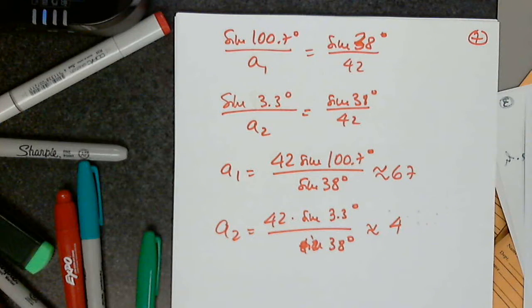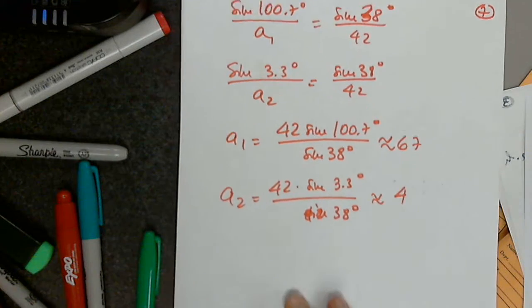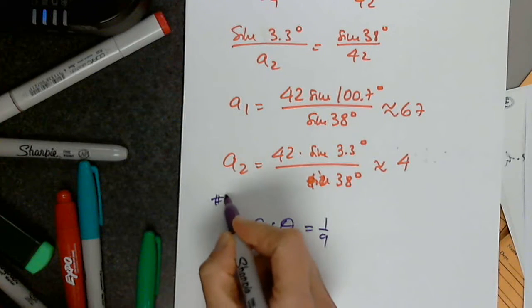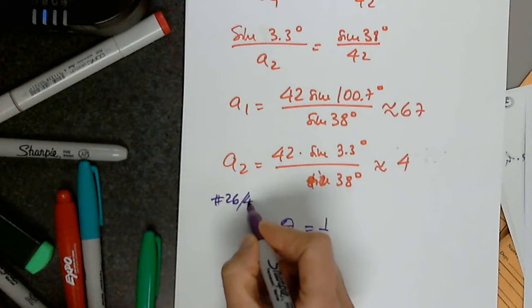You want an example from the top of the page, 23 through 36? Sure. Which one? 26? Okay, very good. 26: cosine theta equals 1 over 9. And that's on page 468.